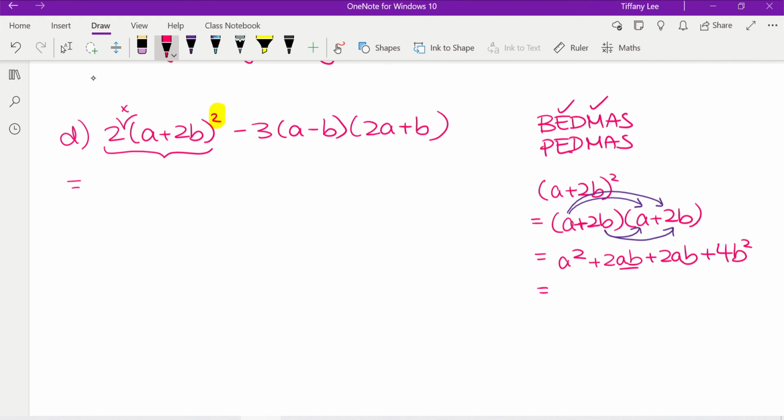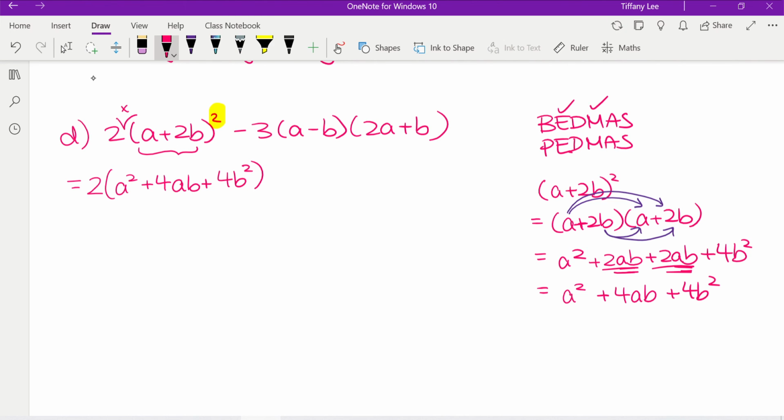Here I notice I have like terms of ab, so I'm going to collect those and combine them. So I have a squared plus 2ab plus 2ab, that's positive 4ab plus 4b squared. Okay, so I've expanded this (a + 2b) squared first. So when I write my 2 times, right after you've expanded this (a + 2b) squared, you get a squared plus 4ab plus 4b squared.